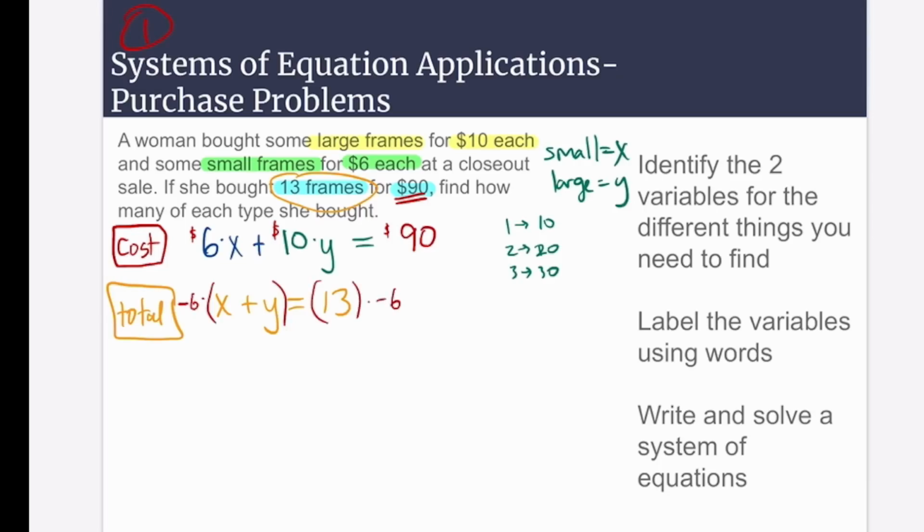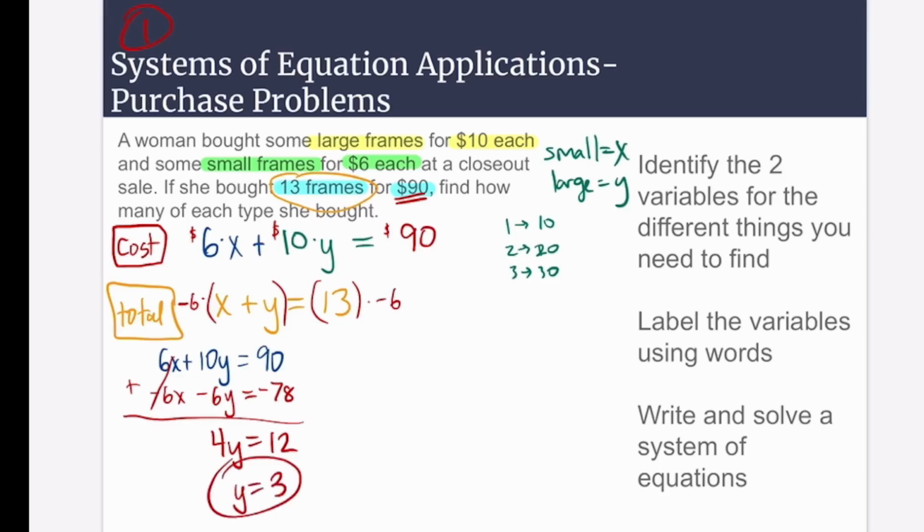So the top equation is going to be 6x plus 10y equals 90. The bottom equation is going to be negative 6x minus 6y equals negative 78. I'm going to add these together. 6 minus 6 is 0, so I'm eliminating the x's. 4y equals 12. So y is 3.